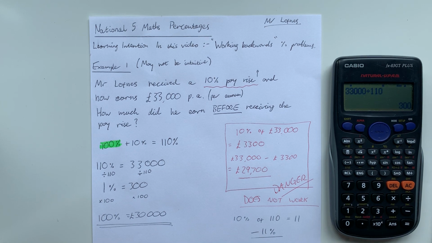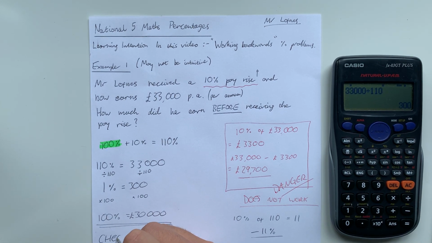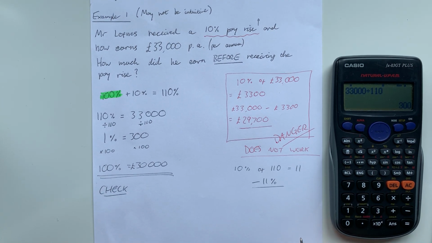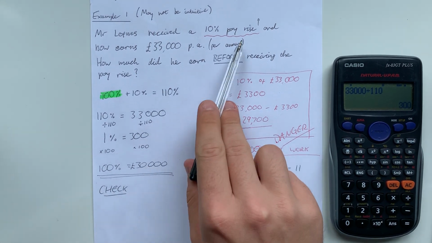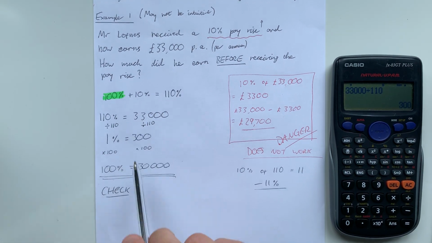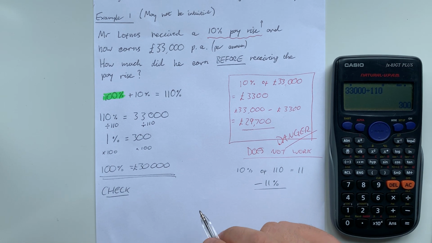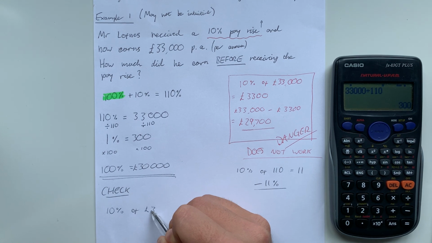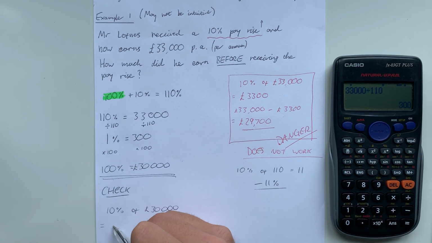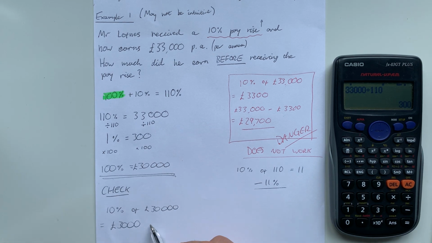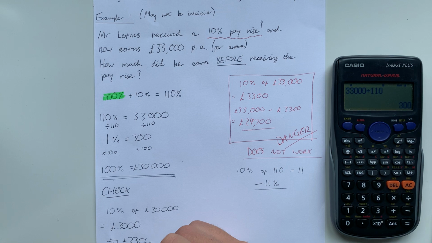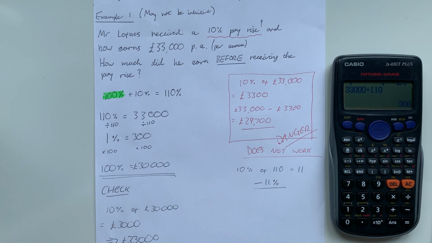Now we can check this. So let's check if that actually works now, like we tried to do over here and it didn't work. Say we have no idea about this part, and I just said, okay, I earned £30,000, give me a 10% pay rise. How much is that? Well, hopefully we all agree, 10% of £30,000 is £3,000. So if you add that pay rise on, you'll get a new wage of £33,000. And that works perfectly.